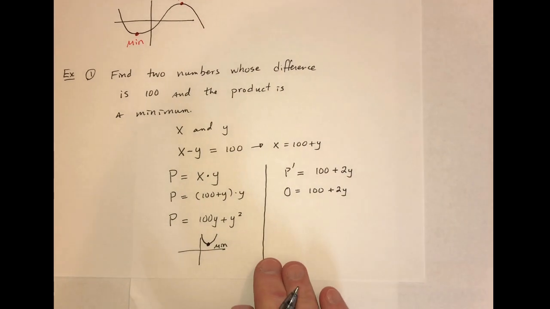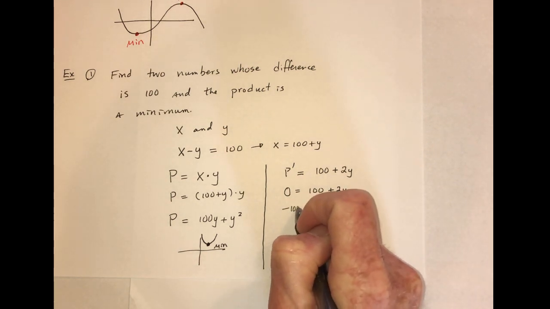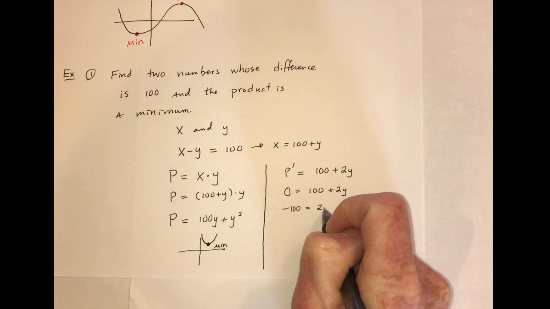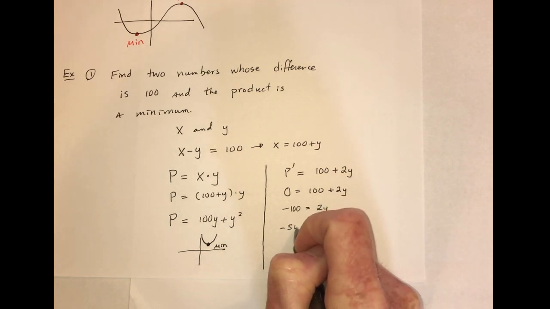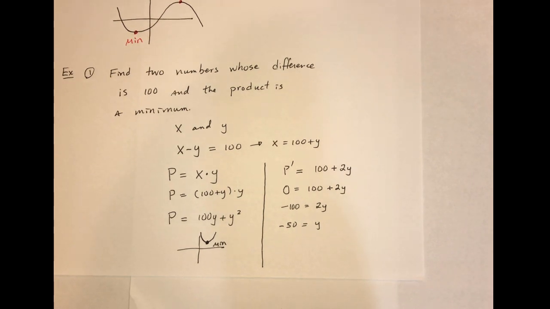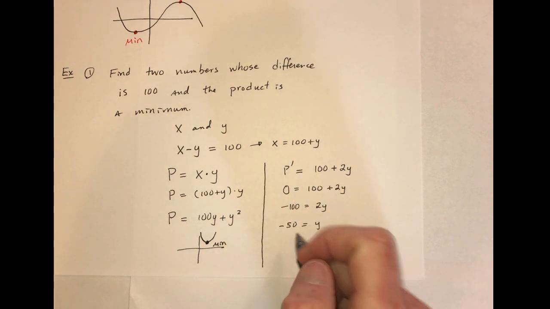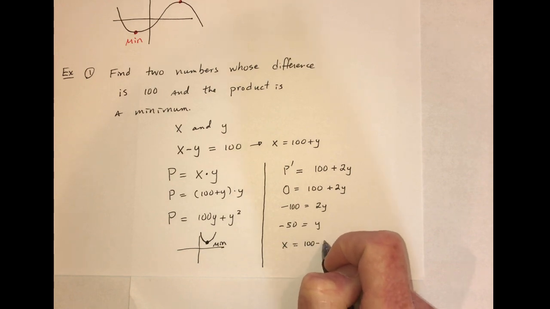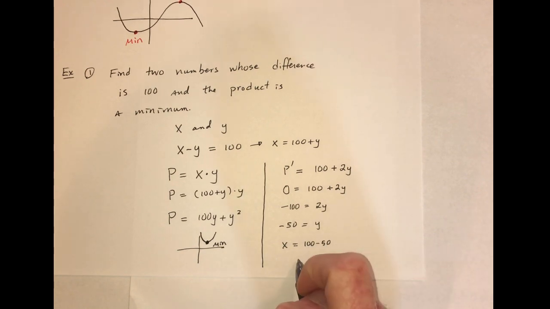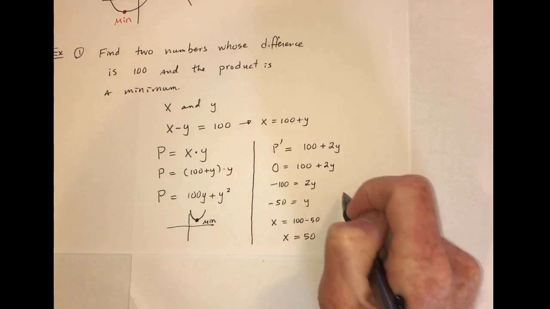And then we could subtract 100. You could divide by 2. And the y is equal to negative 50. And then if you substitute that in right here, then we could solve for x. So x will equal 100 minus 50. And so x is equal to 50.